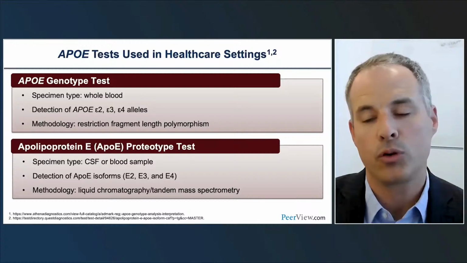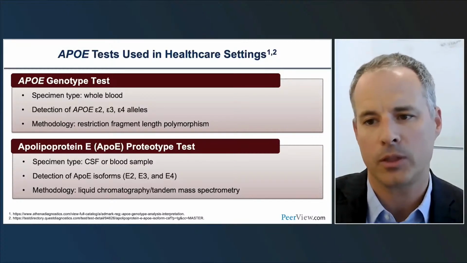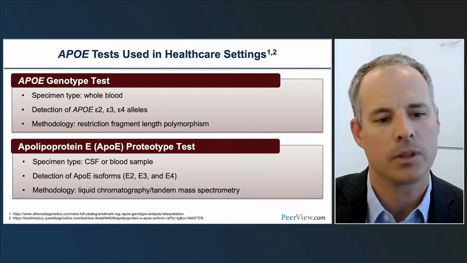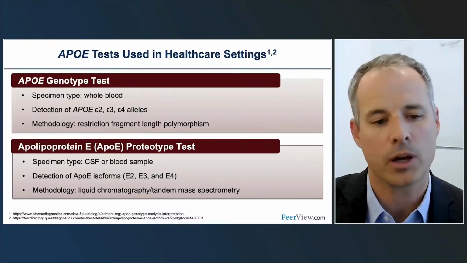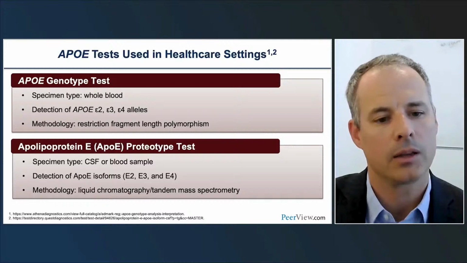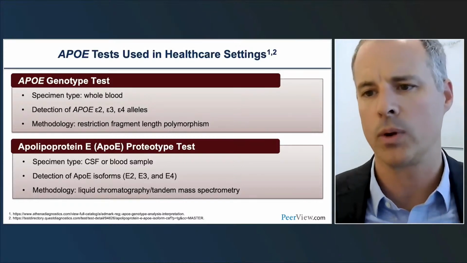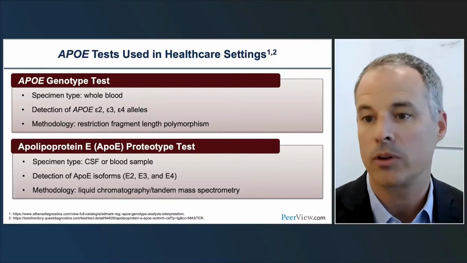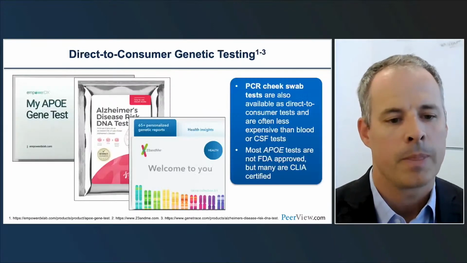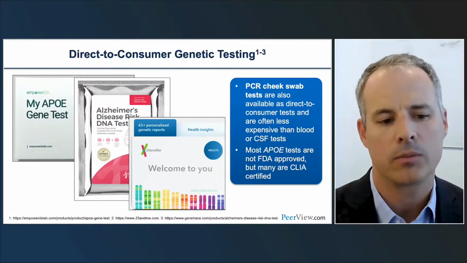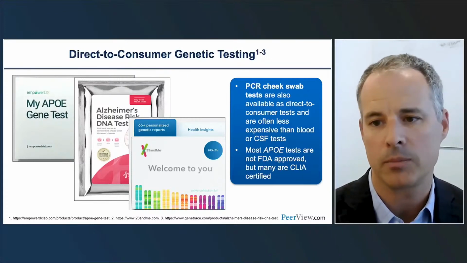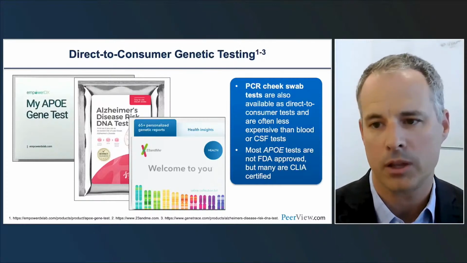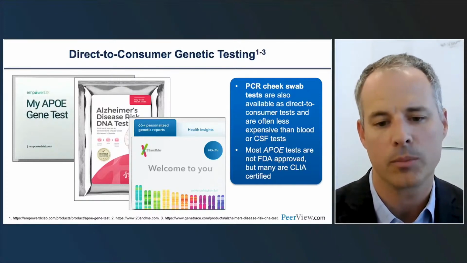There are ApoE protein phenotype tests. So these look at the protein themselves, often using mass spectrometry. This can be done in CSF or blood. There's several companies doing this, and it's considered a very accurate way to determine your ApoE phenotype, which tells you what your ApoE genotype is. There are also PCR-based cheek swab tests that can be done at home that can be ordered off the internet in a direct-to-consumer manner.